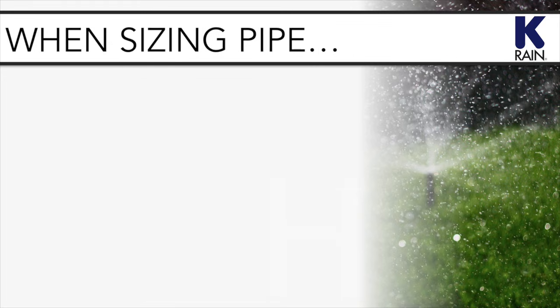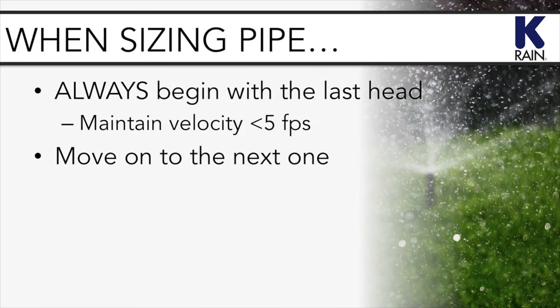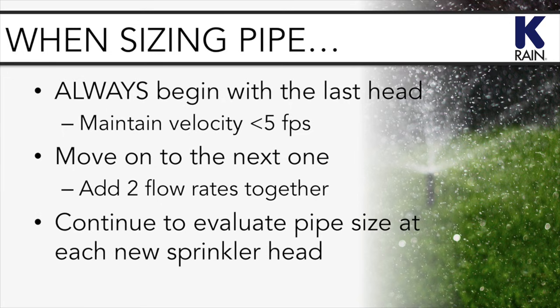When sizing pipe, always begin with the last head. Determine the minimum pipe size necessary to maintain a velocity below 5 feet per second at the flow rate of that sprinkler. Then move to the next sprinkler head. Add the 2 flow rates together to get a new flow rate, and find the right pipe size for the new flow rate. Evaluate the pipe size at each new sprinkler head.